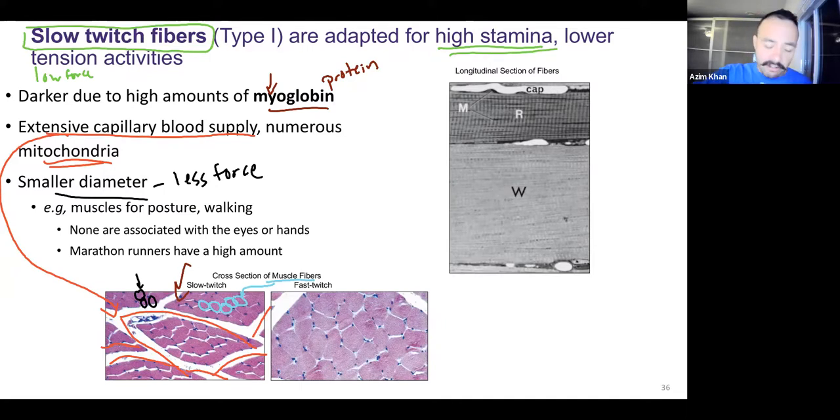I've been pointing to the histology at the bottom. This is a cross section. In longitudinal section, you can see the slow twitch is much darker than the fast twitch.